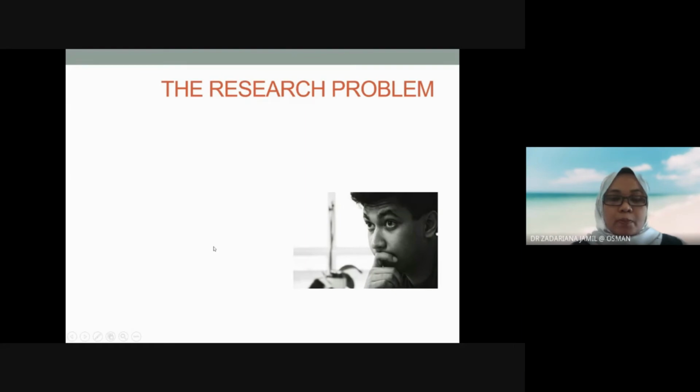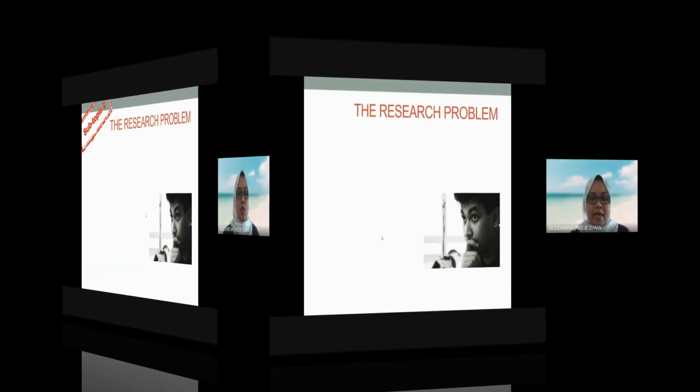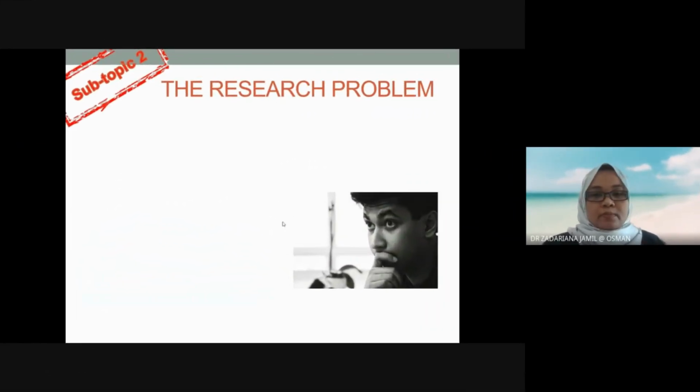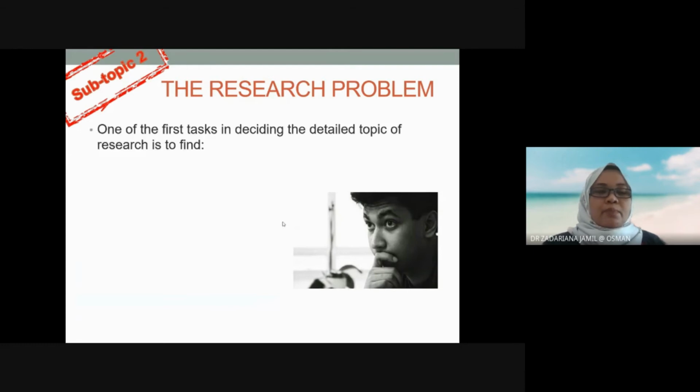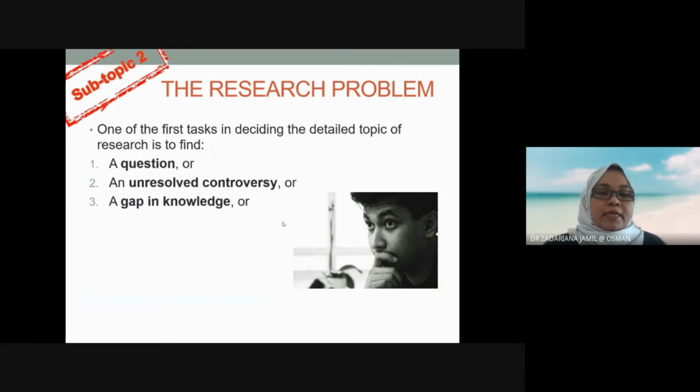What is the research problem? Okay, we have talked about the research problem previously, in the previous slide. So what is the research problem? Someone who wants to carry out a research needs to find a research problem which is related to a question, or an unresolved controversy, or a gap in knowledge, or an unanswered need.